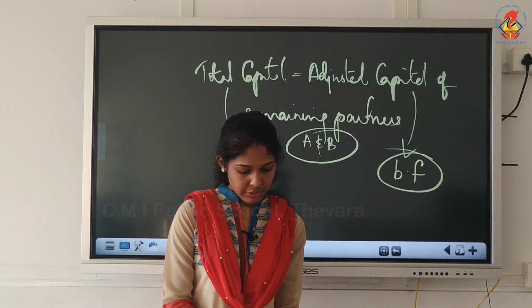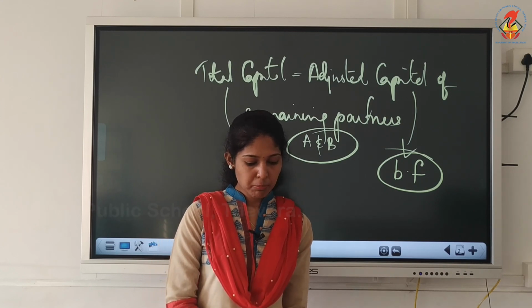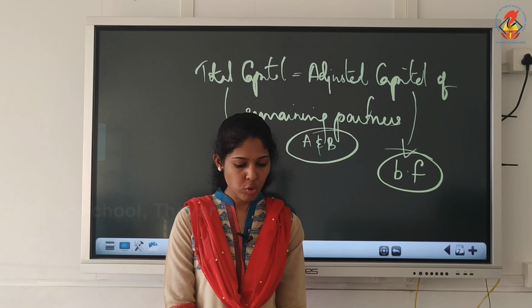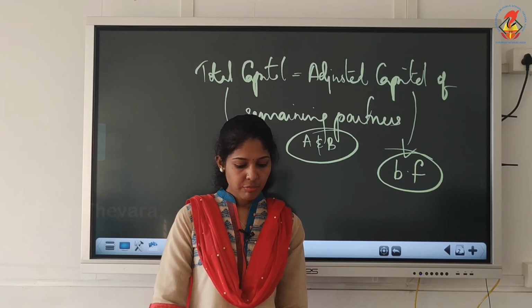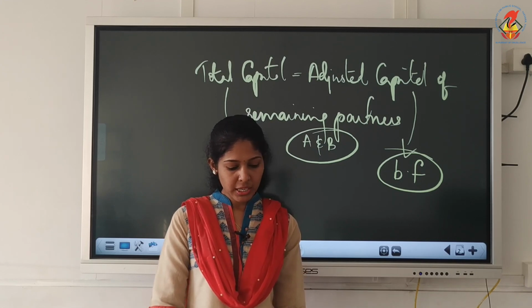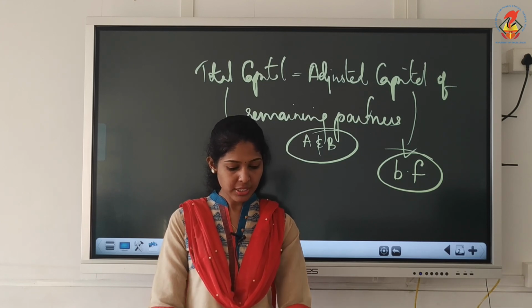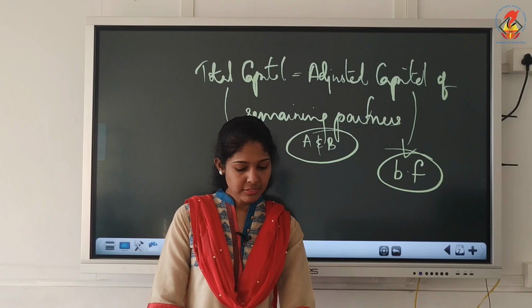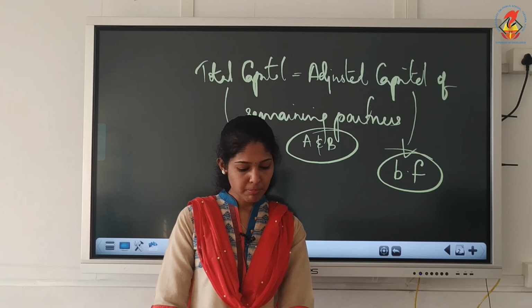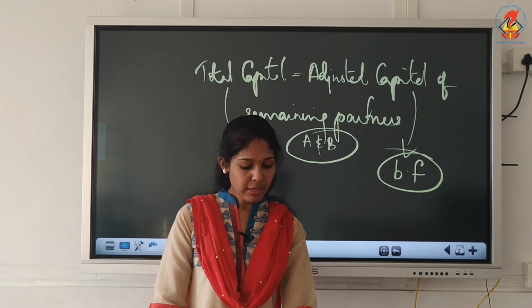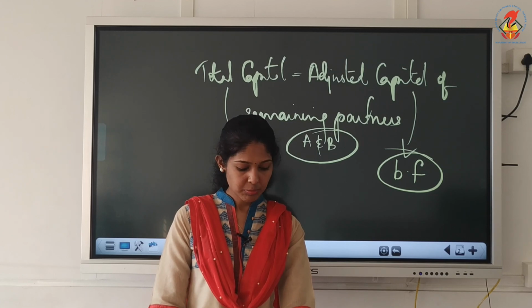So illustration 42 given on page 6.46. There is one balance sheet, 3 partners L, M and N. So first of all you should identify which method this is. L, M and N, 3 partners are given, ratio is given, balance sheet is there. On the above date, N retired.